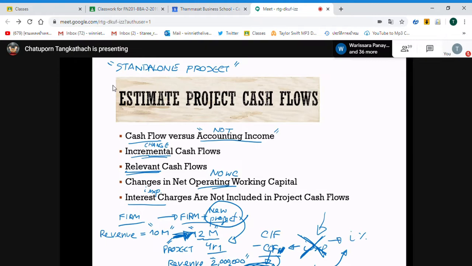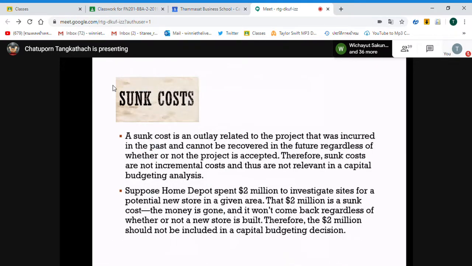Okay, so the rule for this moment for interest expense is that when you see interest expense, do not include it in your cash flow estimation. Now, details. There will be many types of cash flows, or many types of expense or revenue, that I am going to explain to you. The first one is what we call sunk cost.